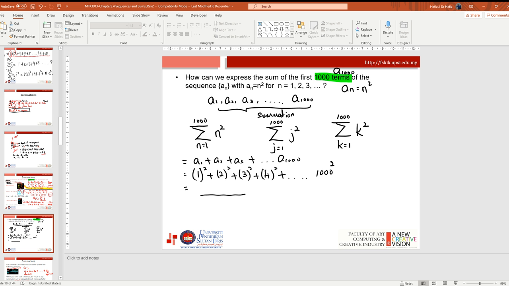Do you have any questions so far? We can express the sum of the first thousand terms of the sequence an, with an equal to n to the power of 2, whereby n is 1, 2, 3, and so on. Then the summation here is from n equal to 1 to 1000 of n to the power of 2, which is the summation of 1000 terms of j to the power of 2 and k to the power of 2.